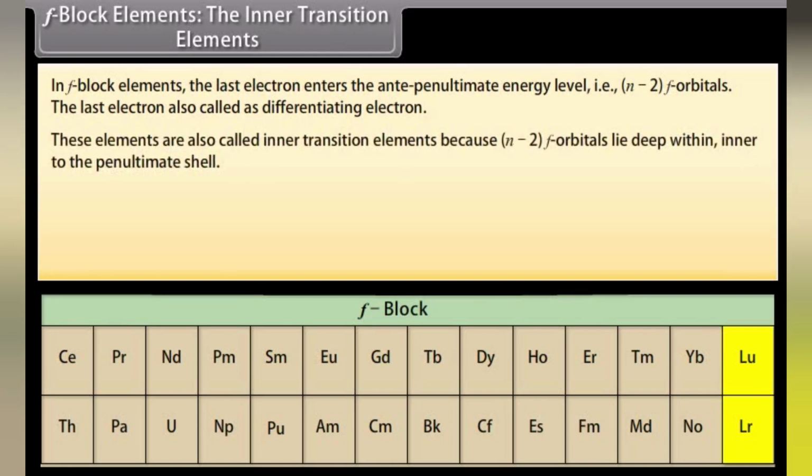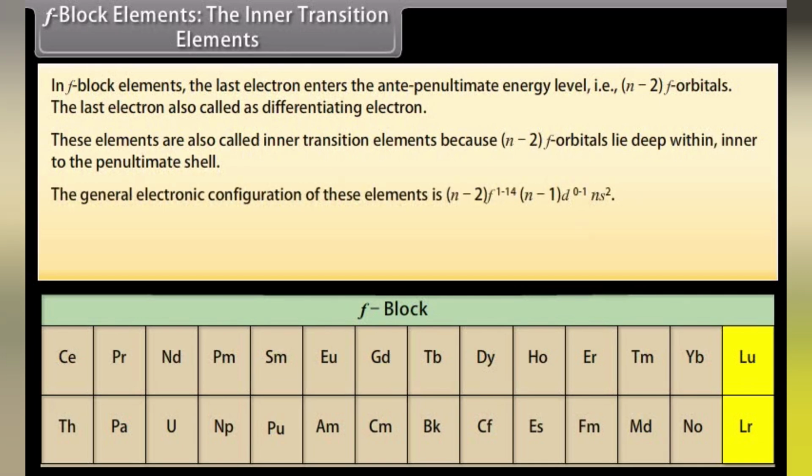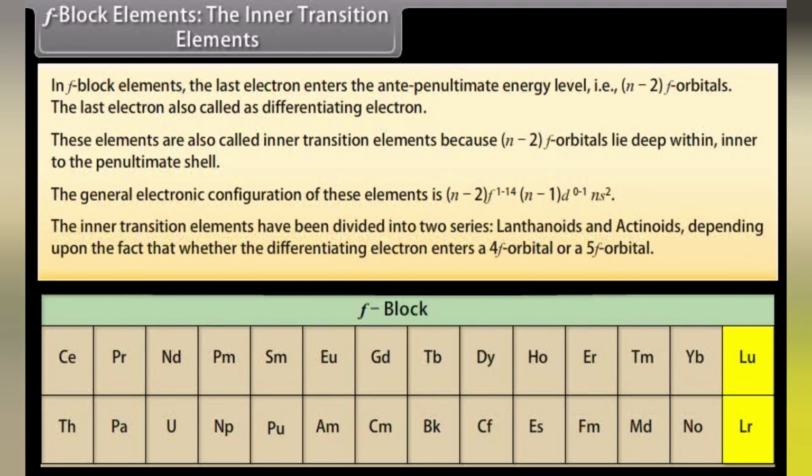These elements are also called inner transition elements because (n-2) f orbitals lie deep within, inner to the penultimate shell. The general electronic configuration of these elements is (n-2)f1-14, (n-1)d0-1, ns2. The inner transition elements have been divided into two series, lanthanoids and actinoids, depending upon whether the differentiating electron enters a 4f orbital or a 5f orbital.